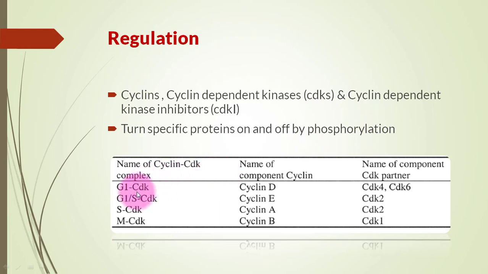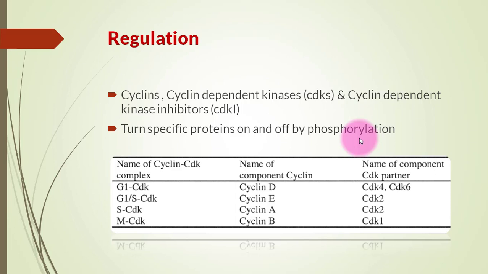So the INK4 inhibitors all bind to the G1 CDK because it is made up of CDK4, so they are called INK, or inhibitors of CDK4. After the formation of this G1 CDK, the inhibitor will bind to this complex, preventing its phosphorylation activity. Another type of CDK inhibitors is called CIP/KIP, or CDK interacting proteins, kinase inhibitor proteins.